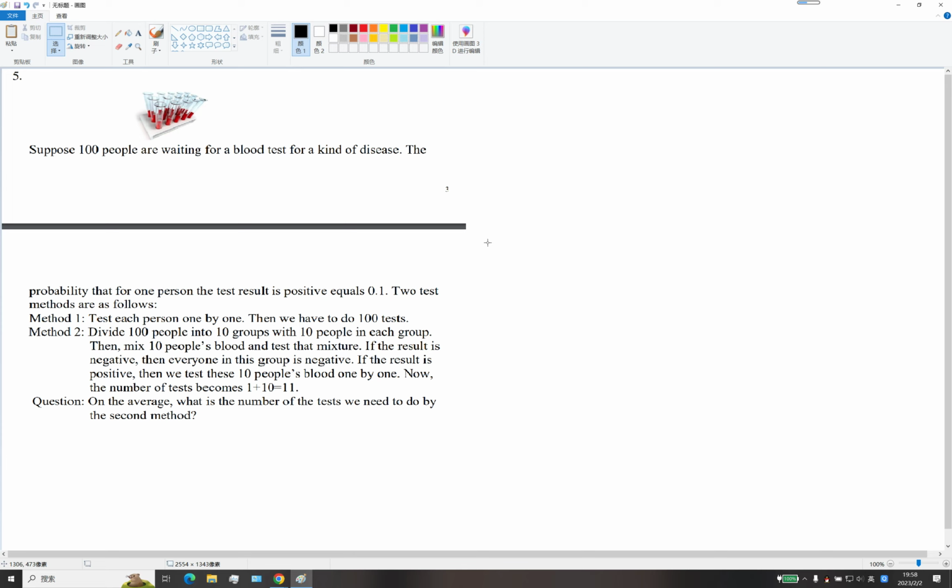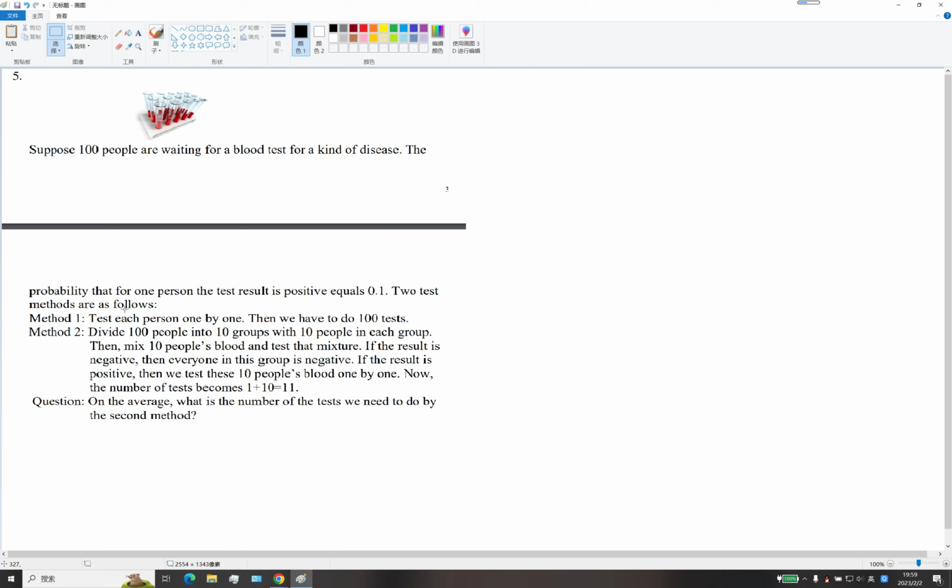Hello, this is question 5 of homework 1. And also, at first, we read this question. Suppose 100 people are waiting for a blood test for a kind of disease. The probability that for one person the test result is positive equals 0.1.